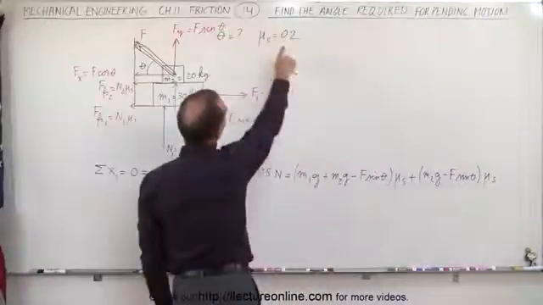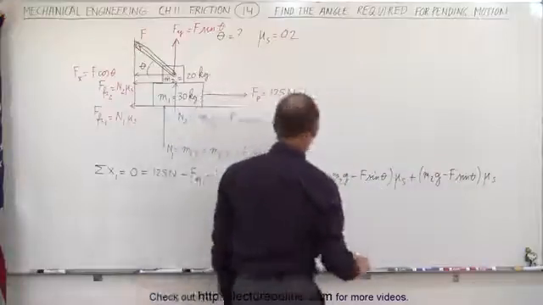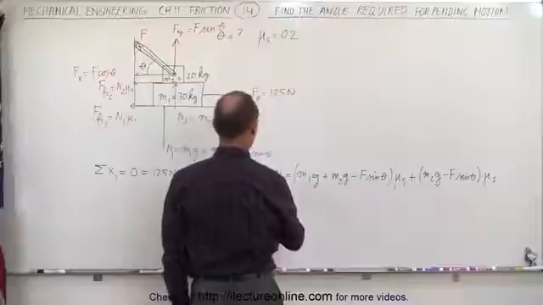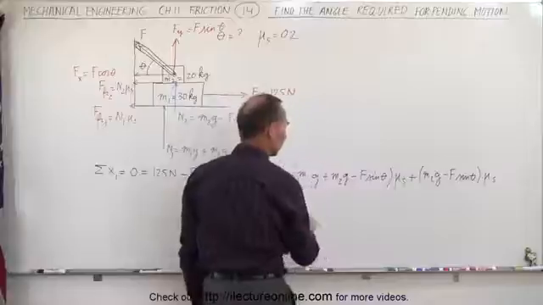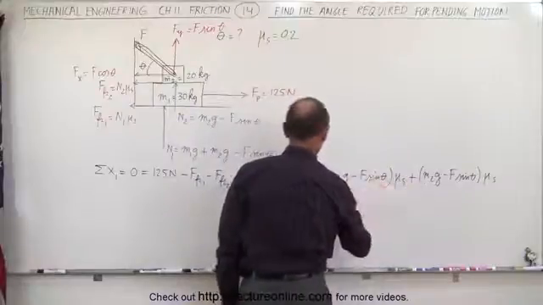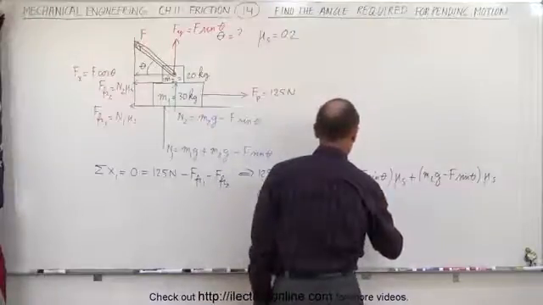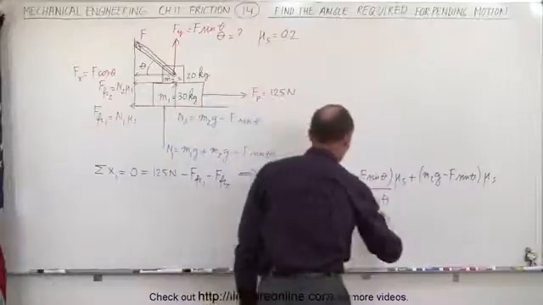Now, since mu sub s is 0.2, if I multiply everything by 5, I can get rid of the mu sub s's. And so I can then write that 5 times this, 625 newtons, is equal to, well, we have an m1g plus 2 m2g's minus 2 of these, which is minus 2f sine of theta. And that's as far as I can go with this.